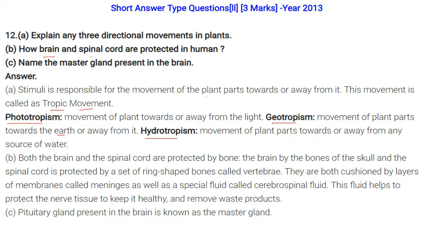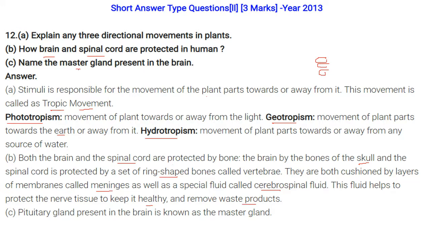How are the brain and spinal cord protected in humans? Both the brain and spinal cord are protected by bone. The brain is protected by the bone of the skull, and the spinal cord is protected by a set of thin ring-shaped bones called the vertebrae. They are both cushioned by layers of membrane called the meninges, as well as a special fluid called the cerebrospinal fluid. This fluid helps to protect the nerve tissue, keep it healthy and remove waste products.